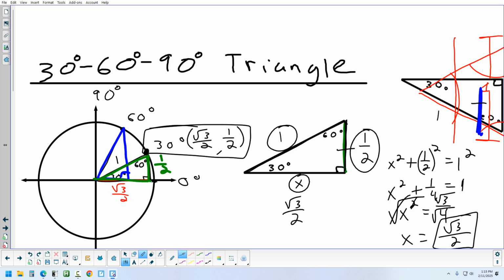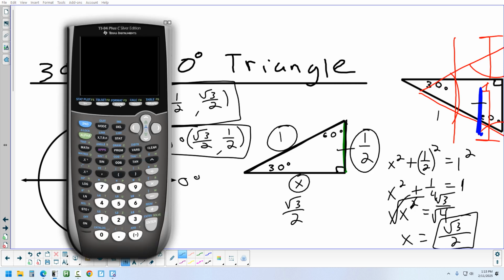So what do you think the coordinate for 60 would be? 1/2, and then the square root of 3 over 2. So here's your short side. That's your 1/2. And now the tall side, that's your root 3 over 2. It's the same triangle, just turned. And that's the 60.